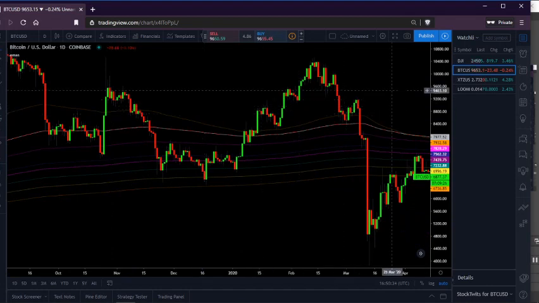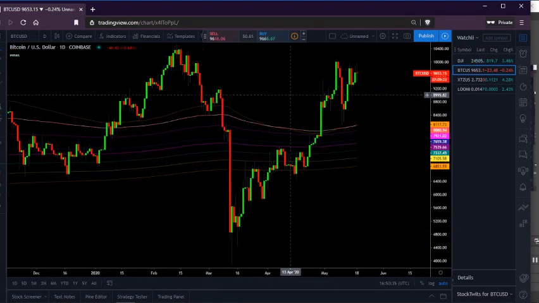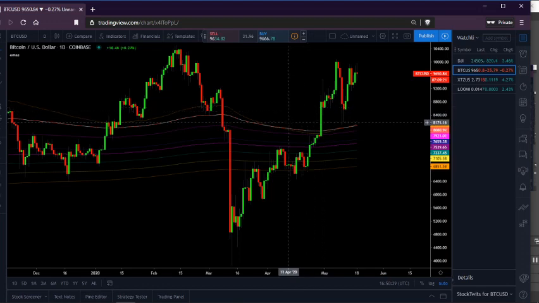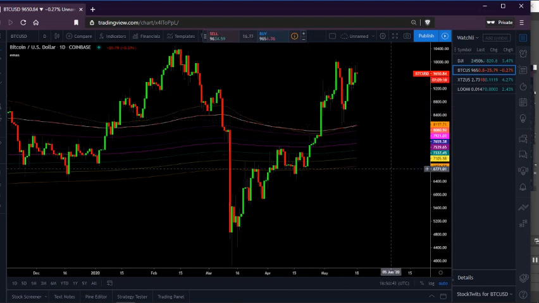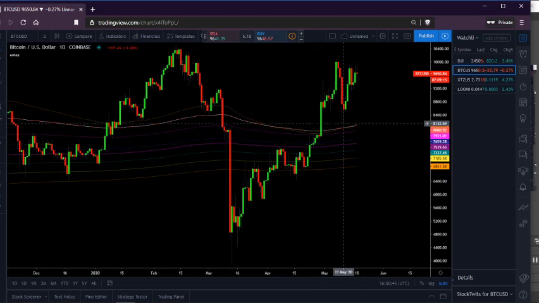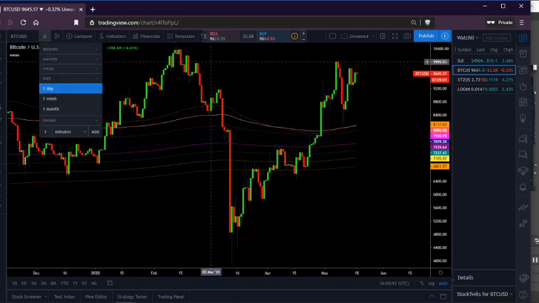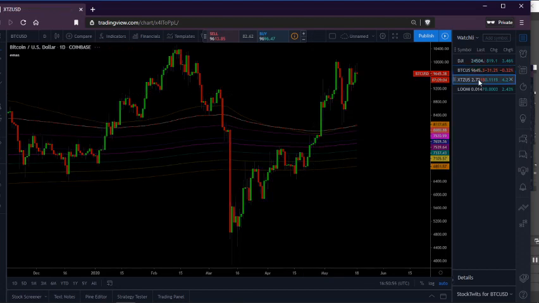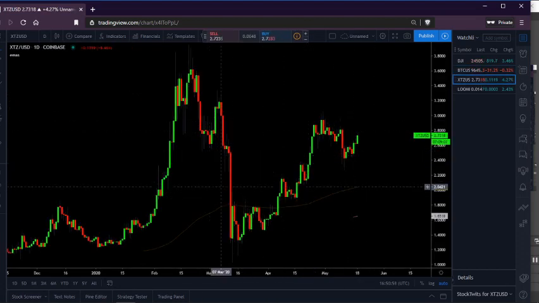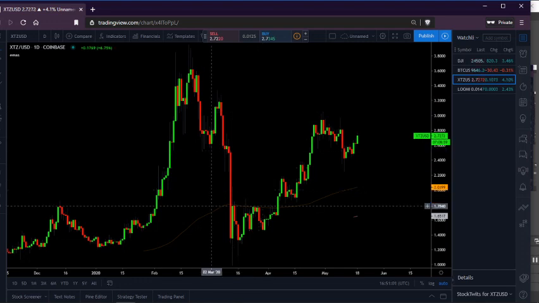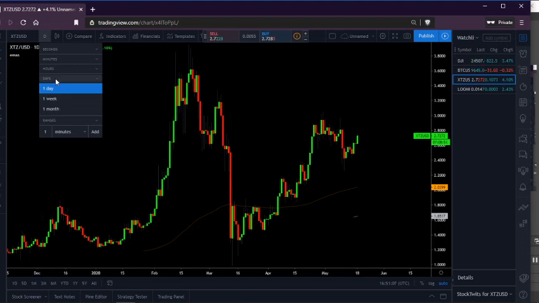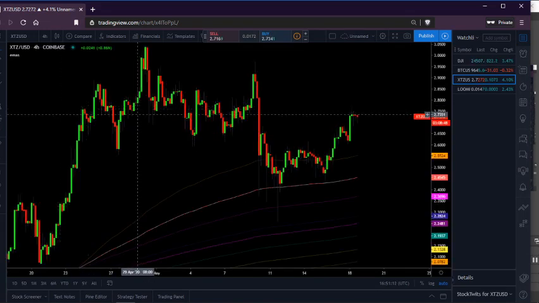So these EMAs are kind of like the center line of the market. If the market's trading upwards or downwards, it'll always trade in the center of the market, okay? These EMAs will always stay in the center of the market. And you can go across any asset. You can see XTZ doesn't show it on the daily because it's a newer asset and it's a smaller time frame. So let's go to 4 hours and you'll see those EMAs again appear on the screen.